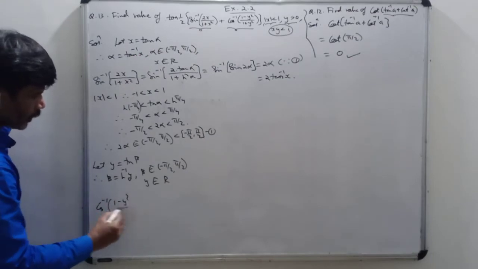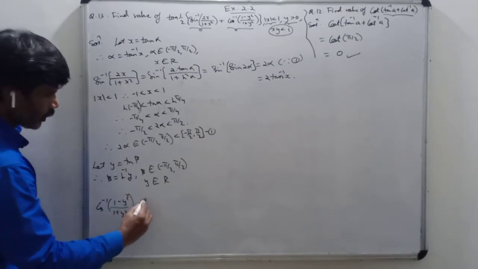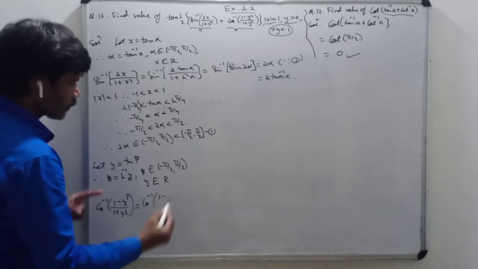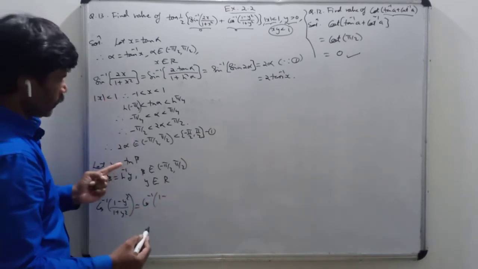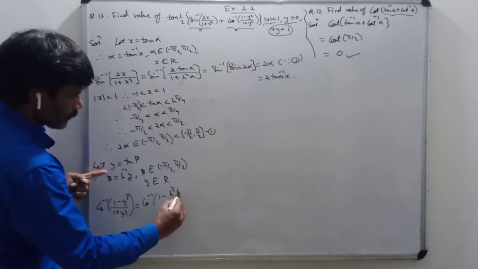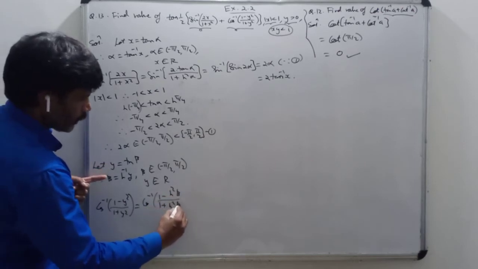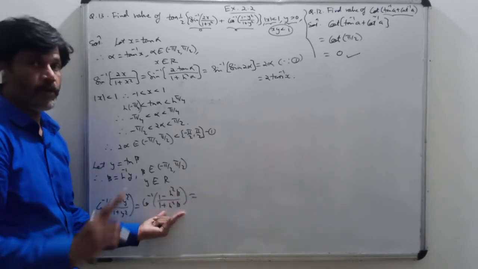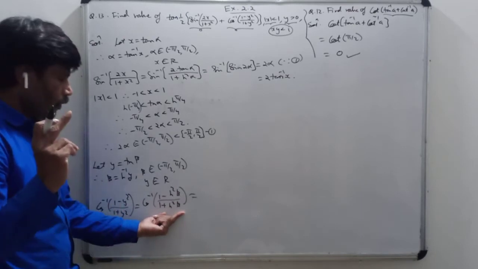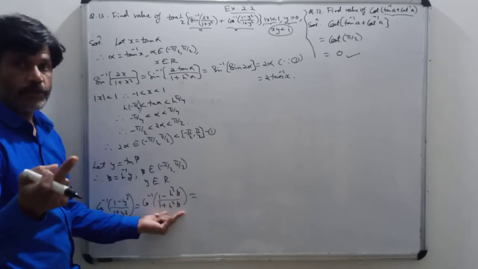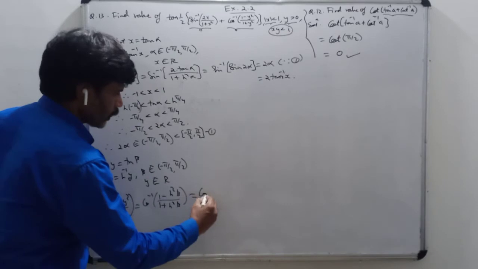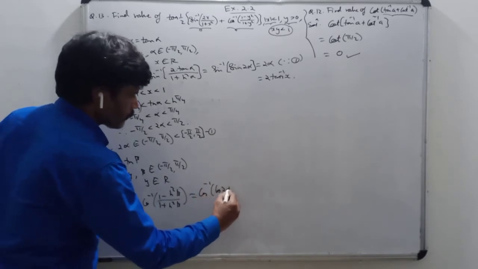Okay, so cos inverse of (1 minus y square upon 1 plus y square) will become what? Cos inverse of, 1 minus y square means what? Tan square beta upon 1 plus tan square beta. Now this bracket is nothing but the formula of cos 2 beta. Cos 2 beta is what? 1 minus tan square beta upon 1 plus tan square beta. So this will be cos inverse of cos 2 beta.